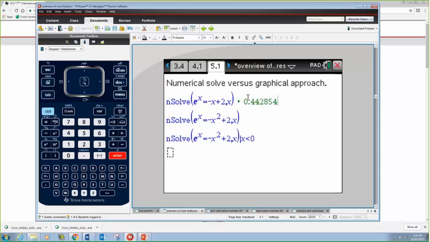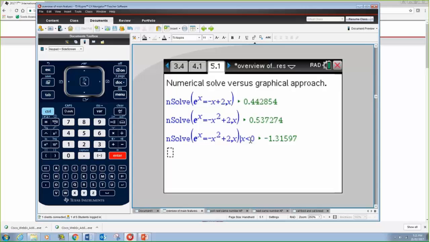So we know if I have the exponential and the straight line, they will only intersect once. So the solution here is accurate. However, if I numerical solve the exponential with this particular quadratic, it will only give me one solution, the solution closest to 0. Of course, I could trick the calculator and ask what happens if it's less than 0.